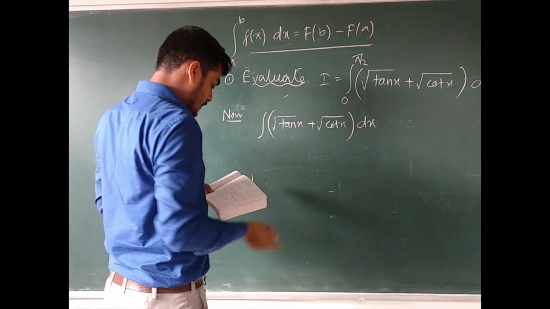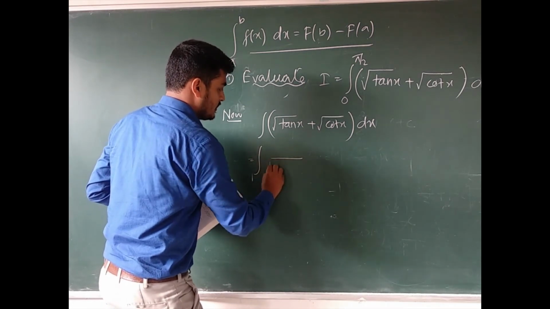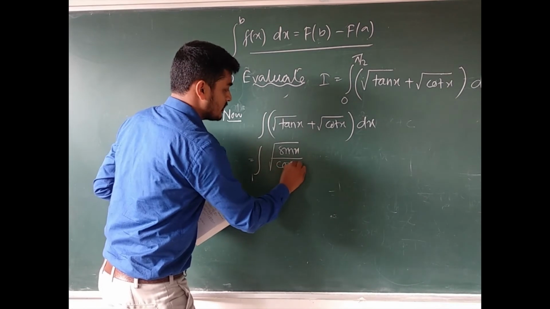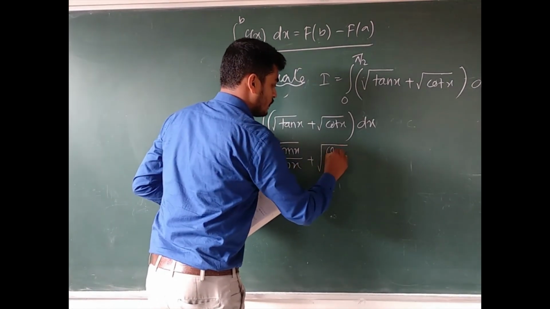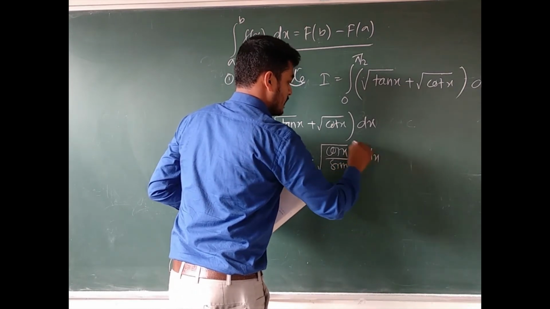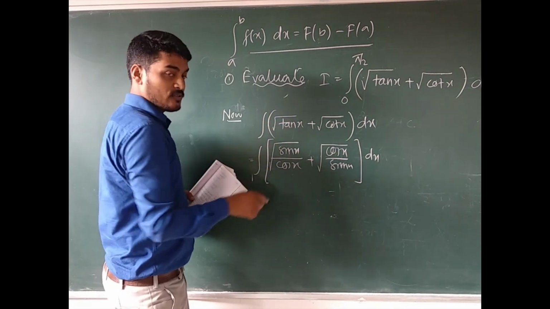Okay. Then what we will do? We will try to convert this one in the form of square root of sin x by cos x. The integral is: square root of sin x by cos x plus square root of cos x by sin x, dx. I hope you are getting my point. What we have done: tan x is sin x by cos x, cot x is cos x by sin x.